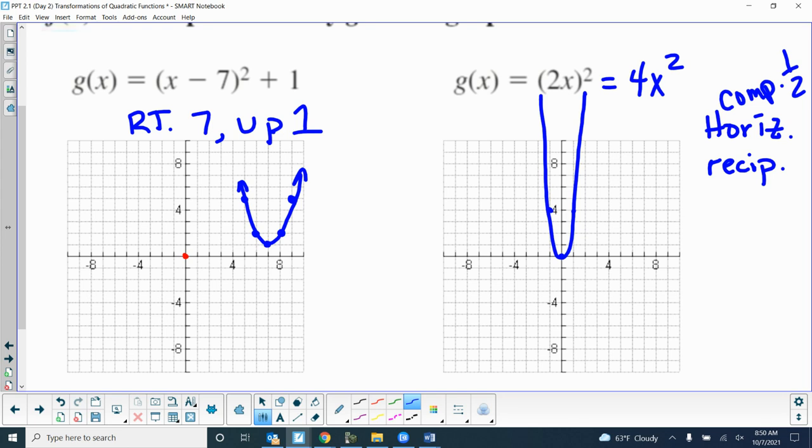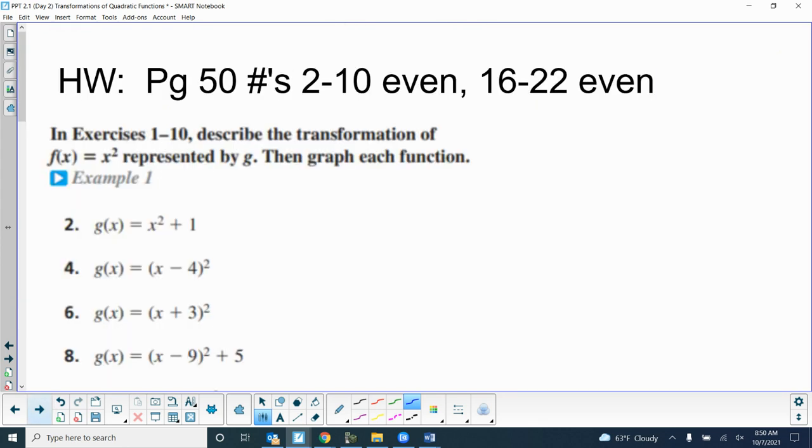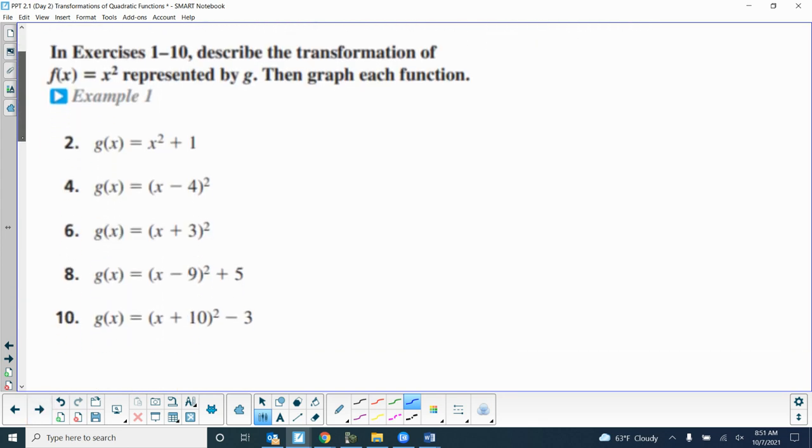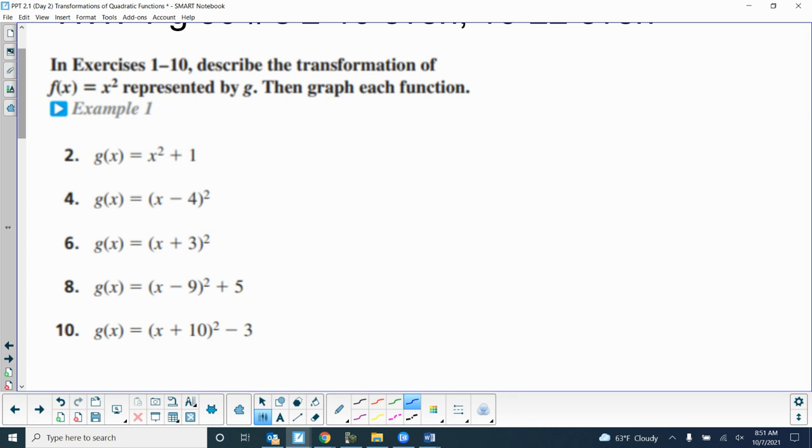So it was a horizontal compression. It pushed it this way to make it skinnier, because horizontal is this way, right? Half as wide as the normal parent function. That help? Okay. Homework problems. I gave you the answers. Is there any of these that you had a question on?